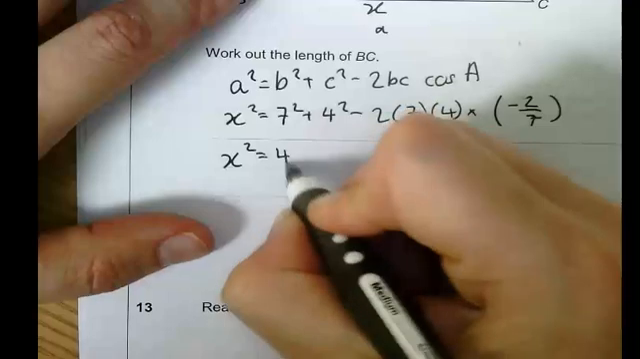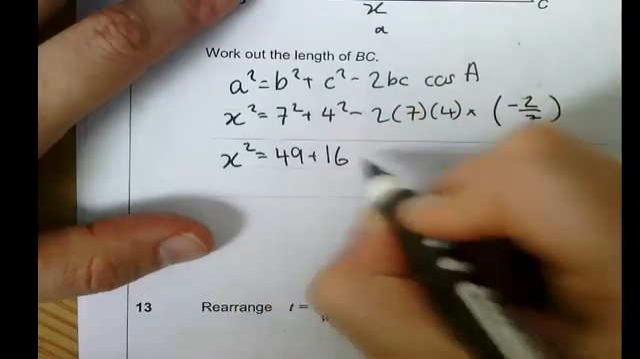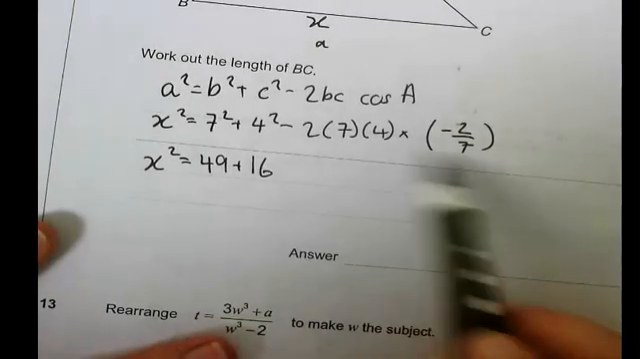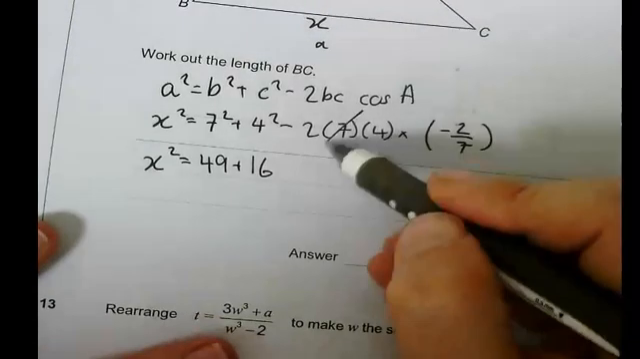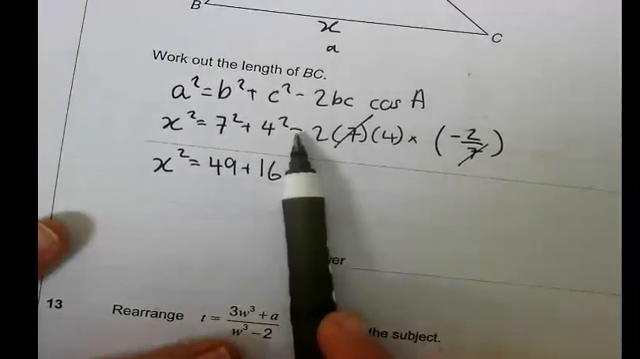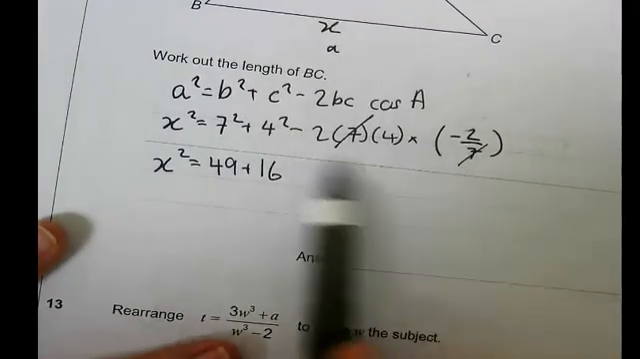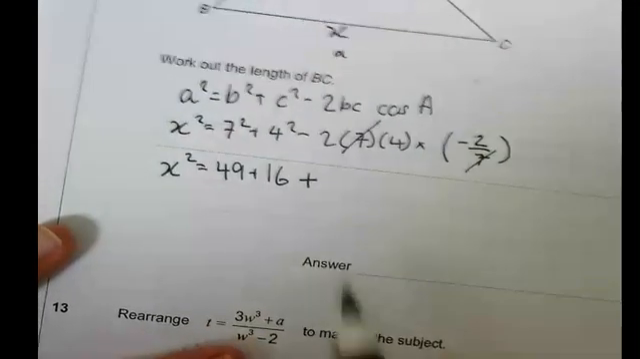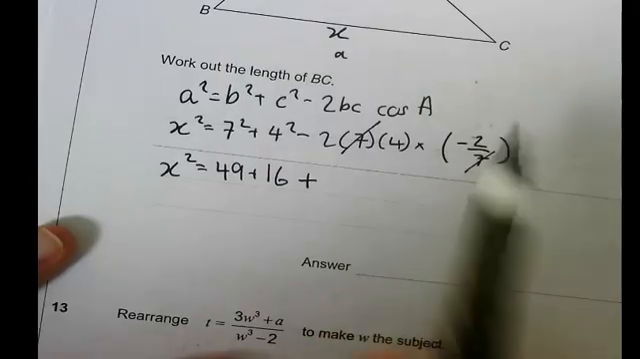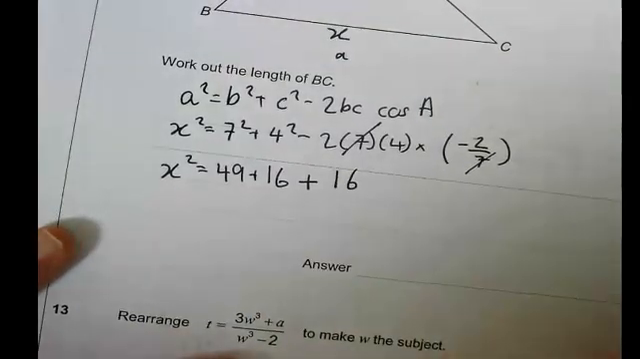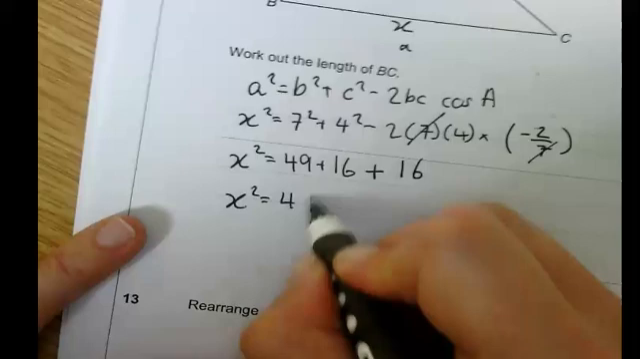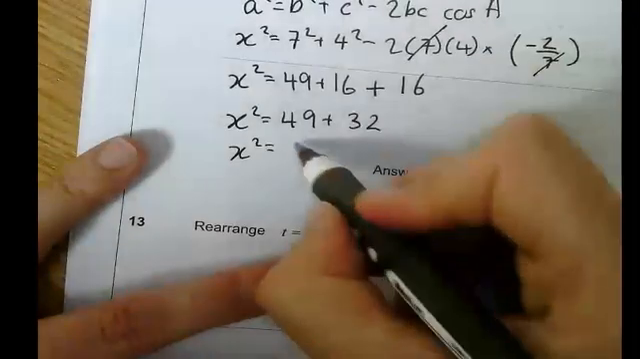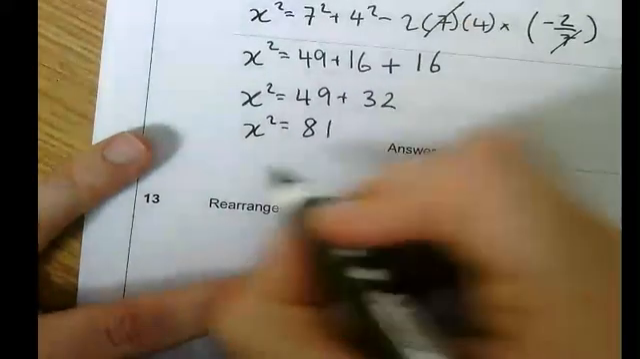So x squared is 49 plus 16. And I'm going to try to be efficient with my working here. I can see I'm multiplying by 7 and then I'm dividing by 7. So those 7s can actually cancel. I can see I've got a negative multiplied by a negative. So this whole term, this is one term, is going to become positive. So I'm going to have positive 2 times 4 times 2 is 16. So x squared is 49 plus 32. So x squared is 81. Oh, that's nice. I've got a nice square number.